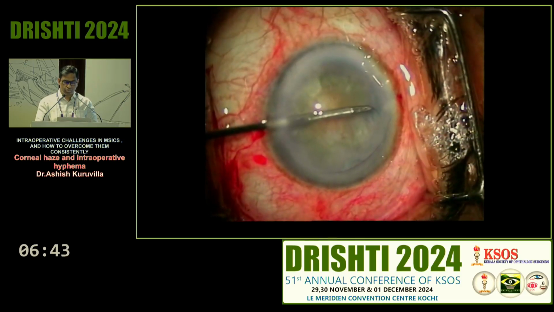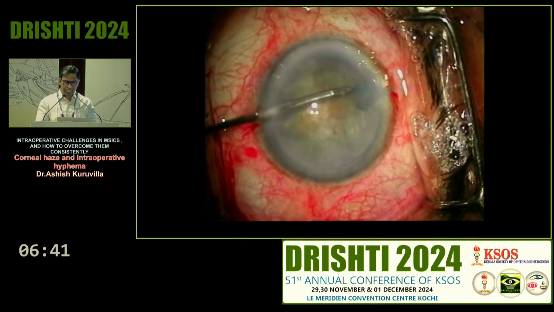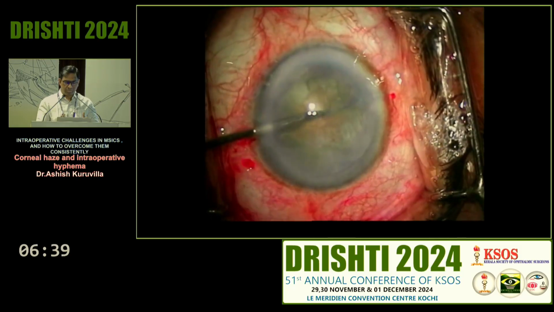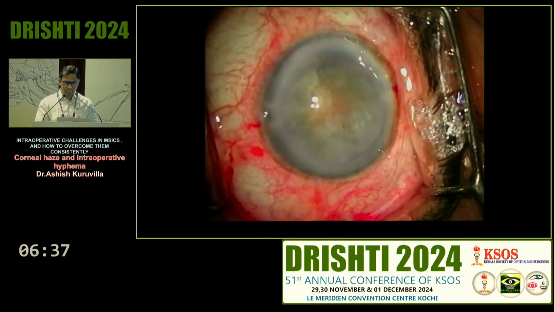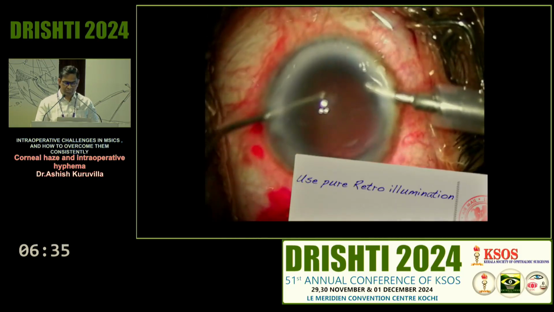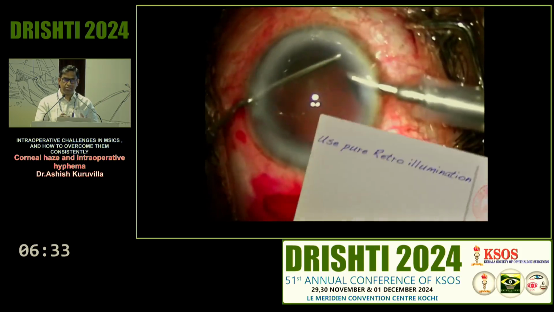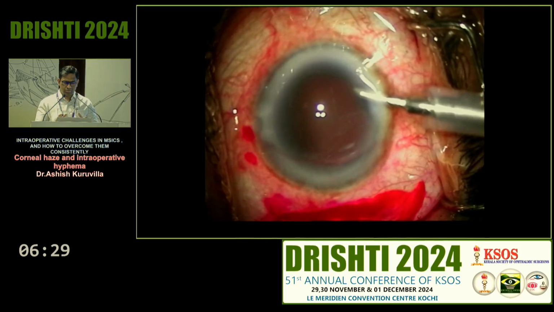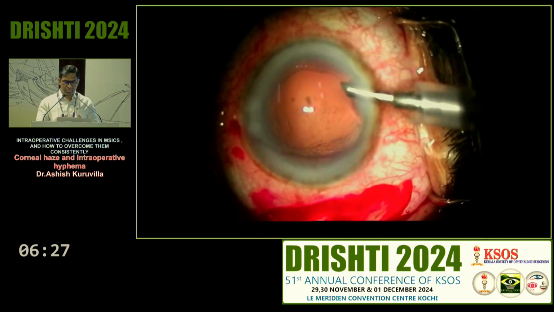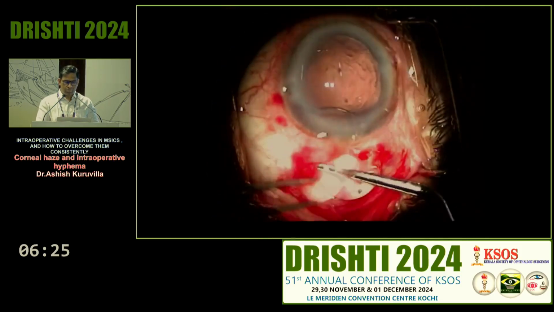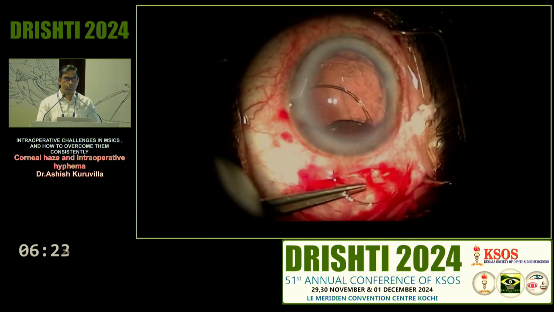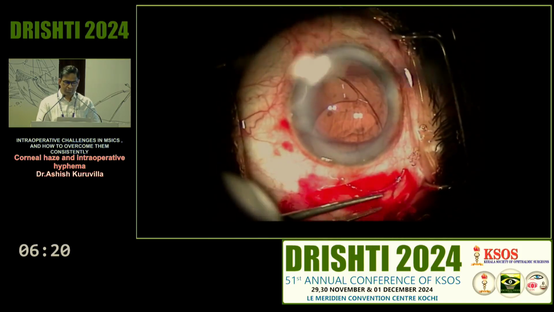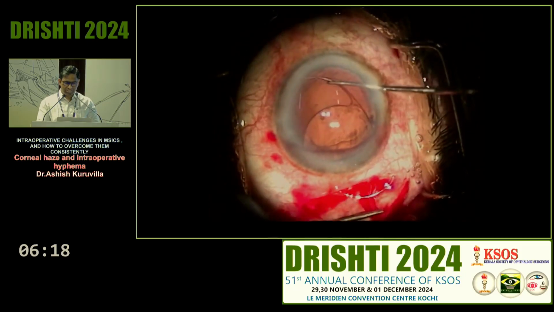You don't want it to go to the periphery. You've decompressed, and I have made multiple nicks here, but I'm able to do so because I'm able to see the rhexis margin. The second thing is every microscope has got a retroillumination. Now, it is a good idea. Normally, we use both the retro and the direct illumination, but look how clear it is when you use only the retro. When you use pure retroillumination, we will be able to visualize the rhexis a lot better.